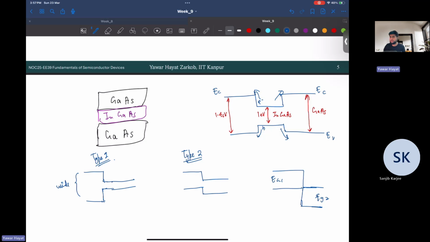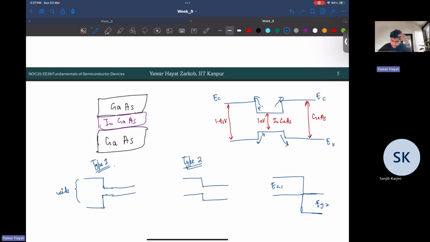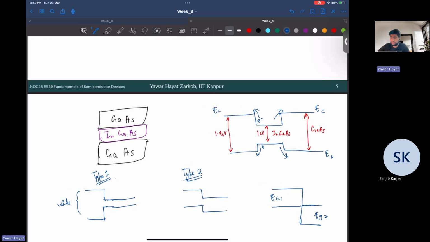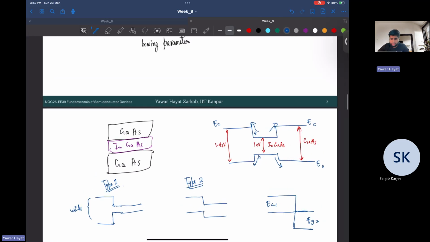And these heterojunctions are formed based on the band alignment and their electron affinity values, right? This was discussed. So let me do one thing. I'll discuss the band diagram of these heterojunctions and some problems, if I get time, in the next session.